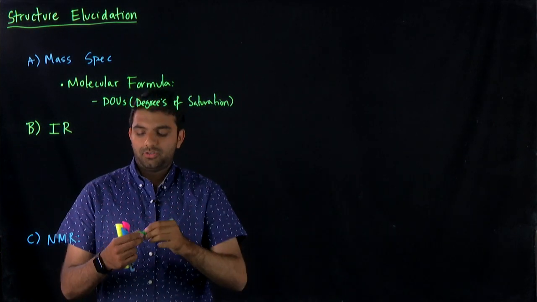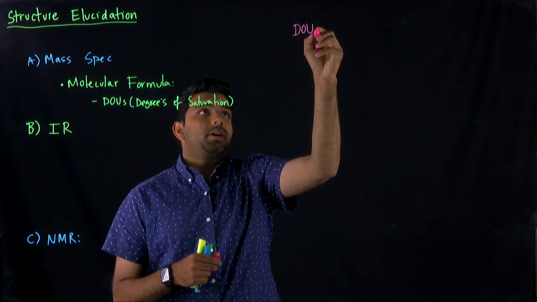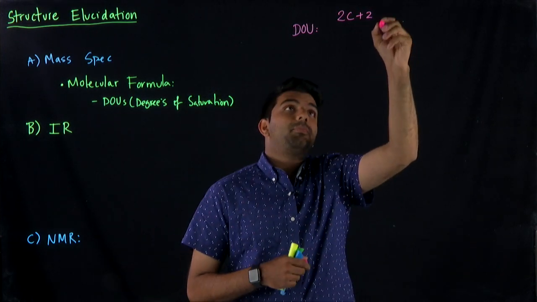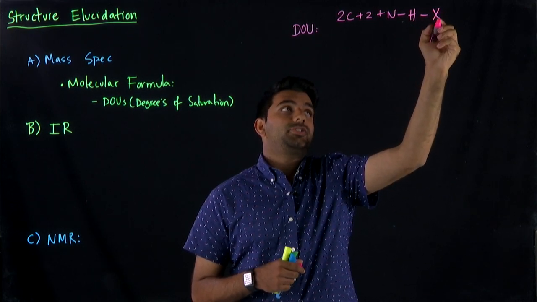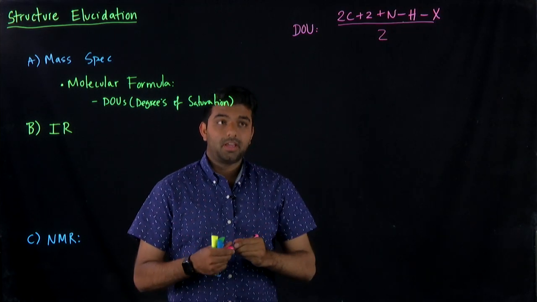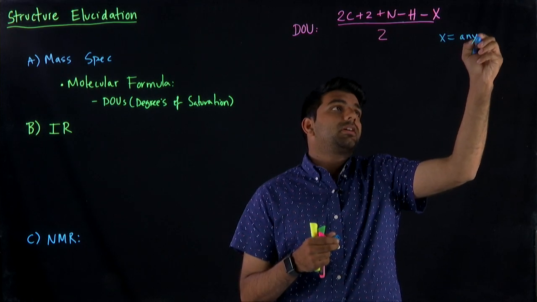If you've forgotten how to find out the degrees of unsaturation, the DOUs can be calculated by 2 times the carbon, plus 2, plus nitrogens, minus the number of hydrogens, minus the number of halogens, which is denoted by X, all over 2. Okay? So just for reference, X is any halogen.